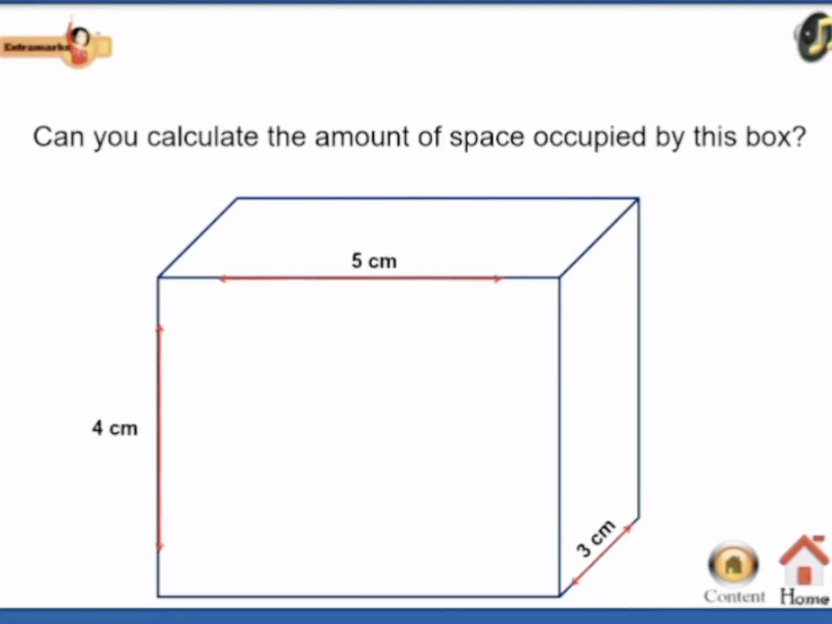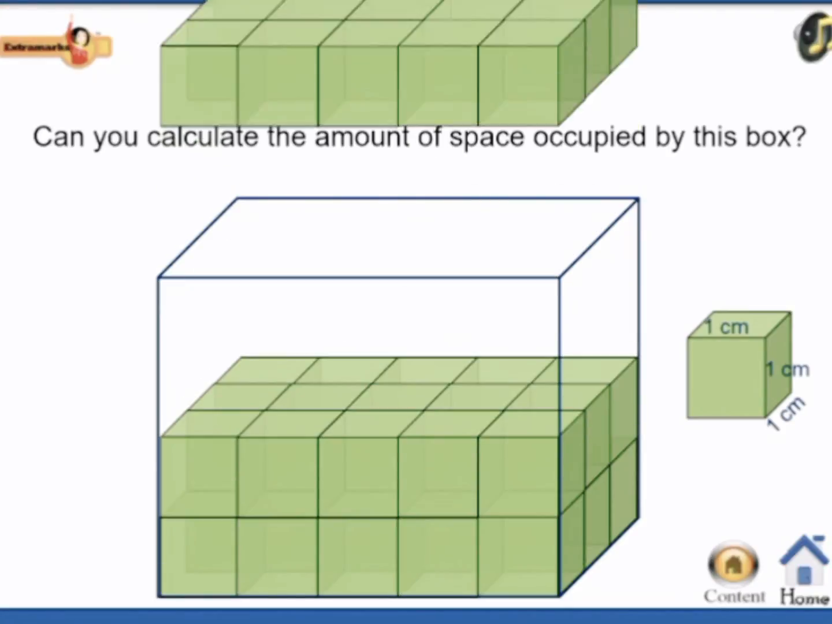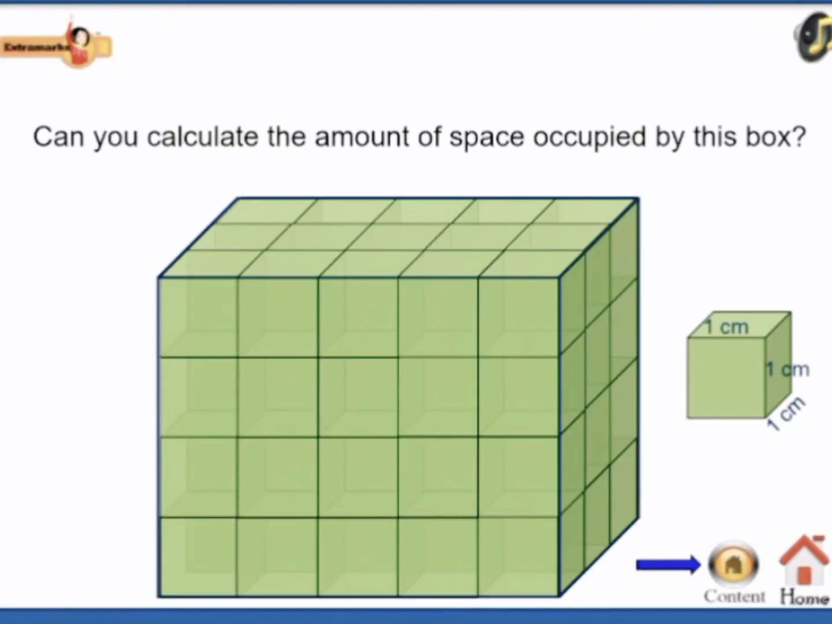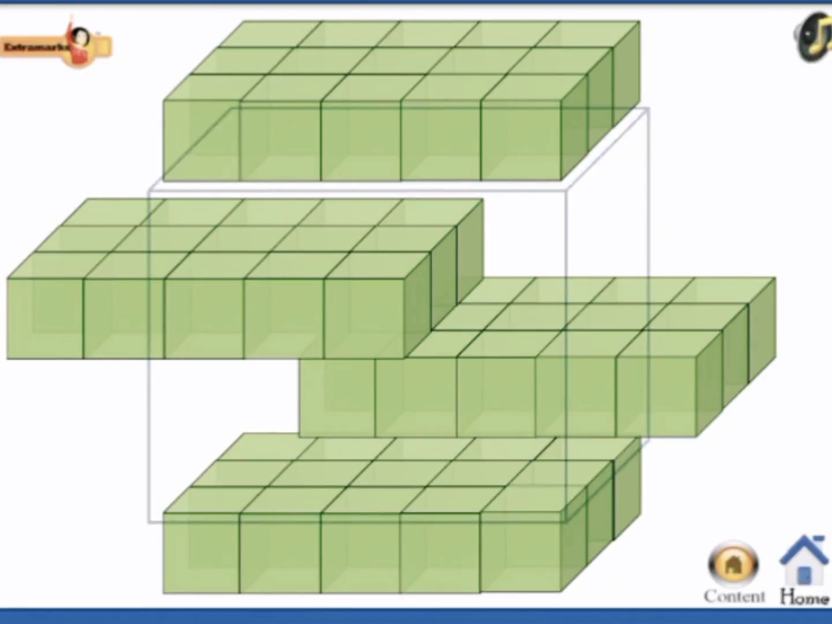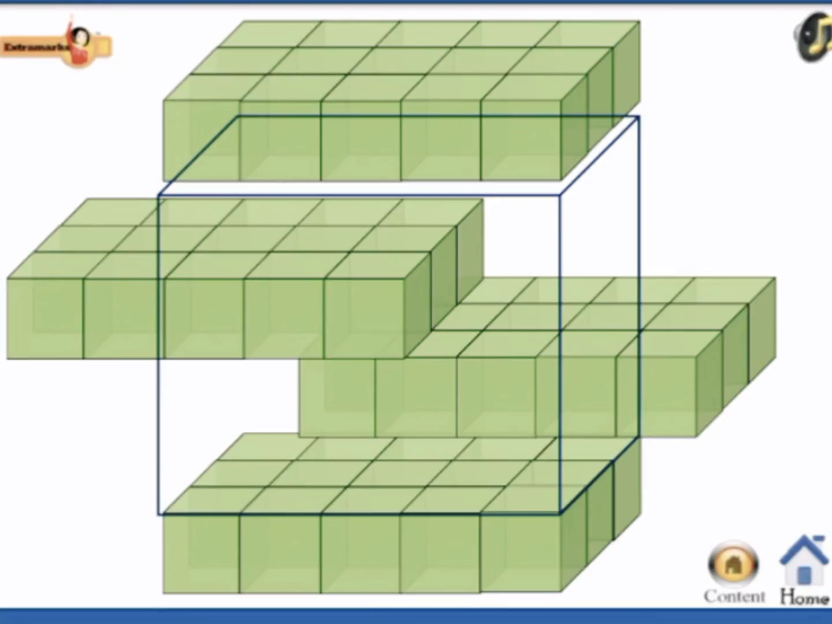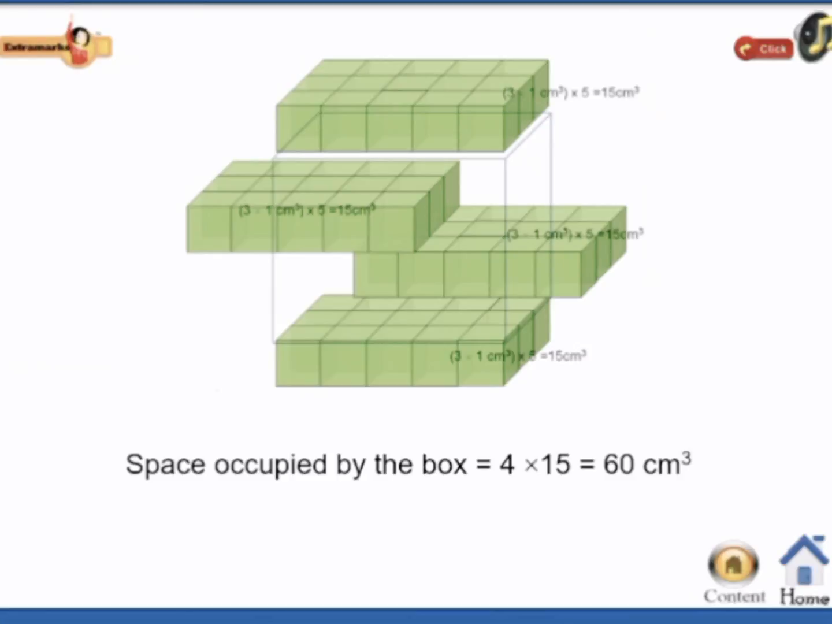The amount of space occupied by this box. We will fill this box with small cubes of volume 1 centimeter cube. If we divide this box into 4 equal layers and calculate its volume again, we will observe that the volume of each layer comes out the same centimeters cube. When we add the volume of all the layers, it comes out to be 60 centimeters cube.